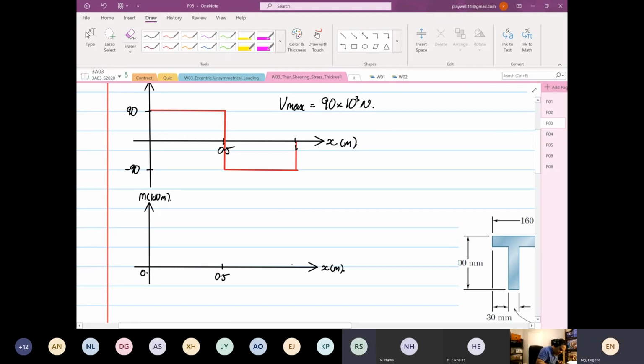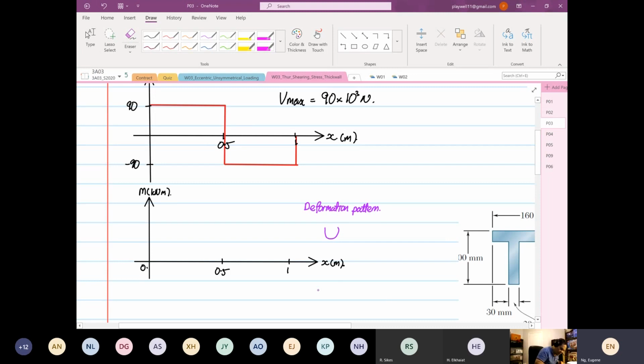Because it can be determined later during the analysis. Okay, so the reason is, when positive bending, what does positive bending mean? Positive bending means the deformation pattern is a smiling face. When it's negative, the bending moment is going to give a sad face deformation pattern. Yes or no? How the structure deforms elastically.